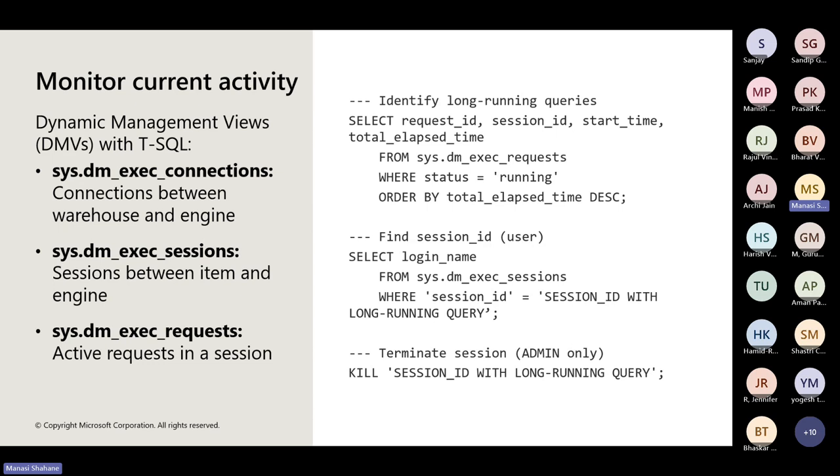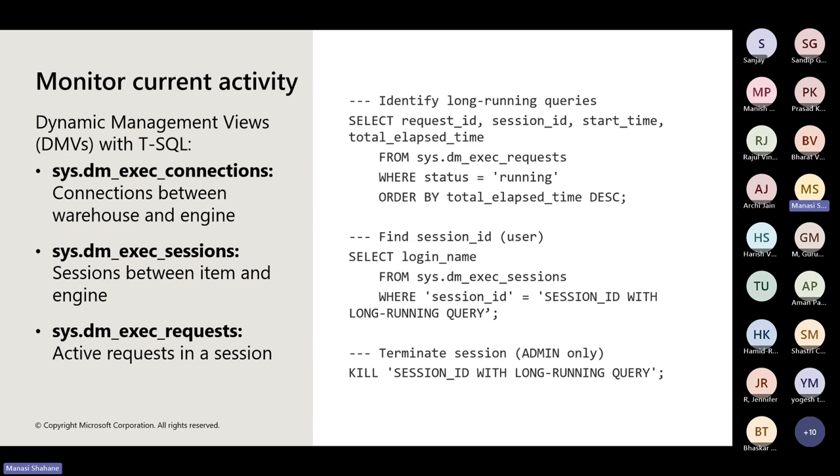So those are the two types of DMVs that get created. The server ones will give you the server information, whereas the database ones will give you only the database information. So this is what you can do.